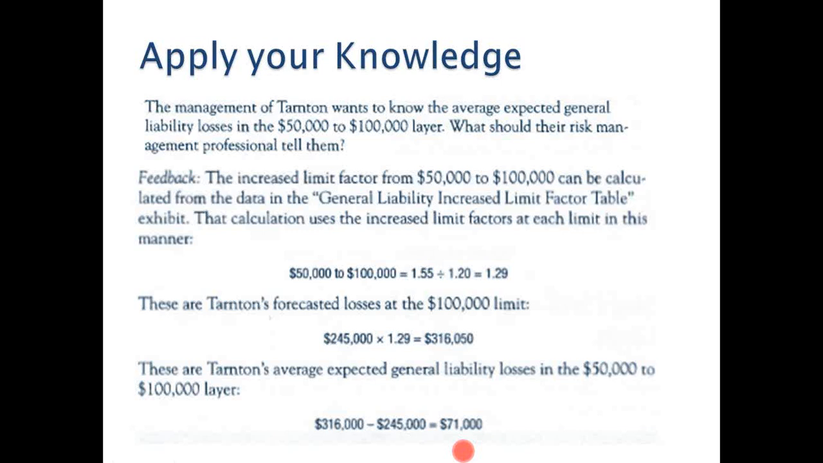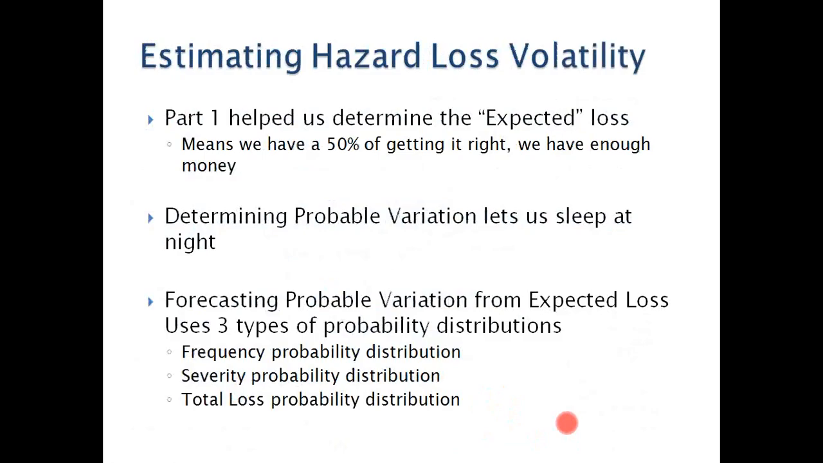Again, the idea here is, do you understand where the $71,000 comes from? You'll have a question where they provide you the numbers and ask what's the loss from 50 to 100,000. If you put 316, you're going to get it wrong, because the answer is the $71,000 that's in that $50,000 to $100,000 layer. That would probably be a typical question you might get on the exam.